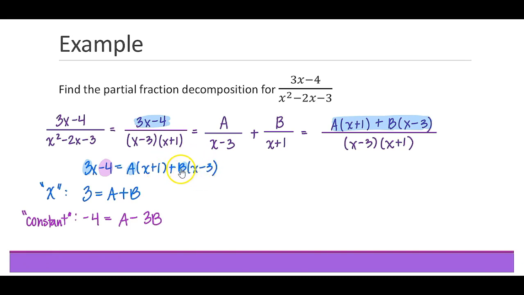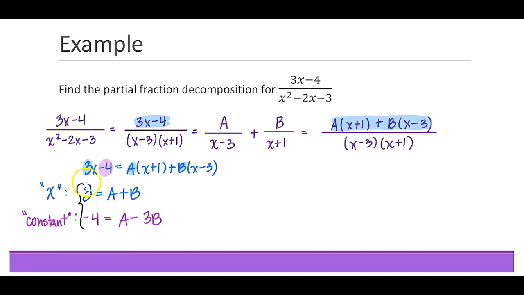So the stuff that doesn't have any x's associated with it. After I distribute in the b, negative 3b won't have an x associated with it. After I distribute in the a, it won't have any x's associated with it. So what I've essentially created here is a system of equations. I have two variables with two unknowns. I have 3 equals a plus b, and negative 4 equals a minus 3b. So now I have either substitution or elimination that I can use to solve this system of equations.